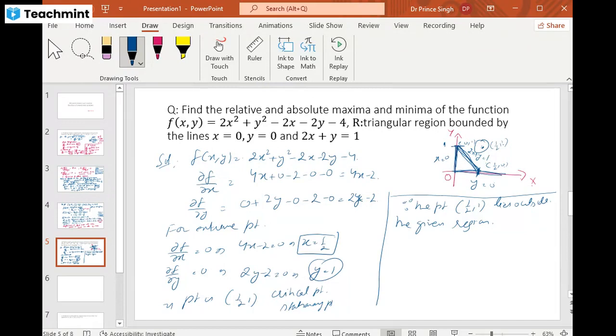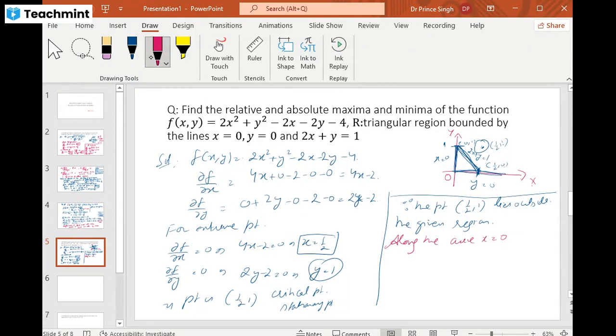So now what is the next step? The next step is we want to find out the absolute maxima and minima of the given region. So we are going to check the nature of the function on the boundary of the given region. Your boundary is made up of three curves, x equal to 0, y equal to 0, and 2x plus y equal to 1. So let us consider these curves one by one.